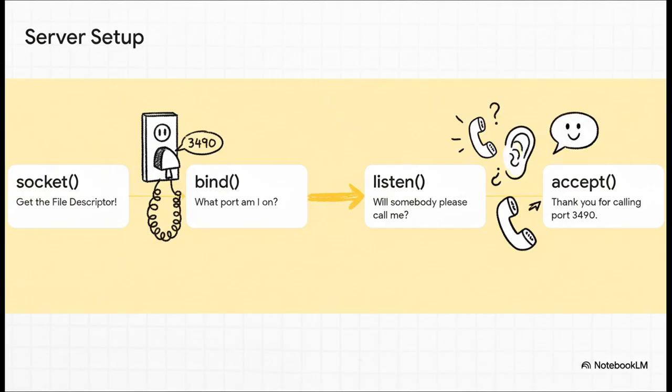First, the server calls socket to get its phone. Then it calls bind to attach that phone to a specific port number, basically saying, hey, I'm listening on extension 3490. Next, it calls listen, which is its way of telling the operating system, will somebody please call me? And finally, it calls accept. This is the part where the program just pauses and waits until a call comes in. When it does, accept is what answers the phone.